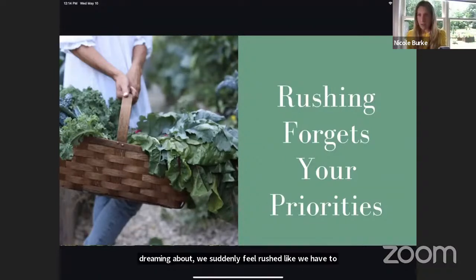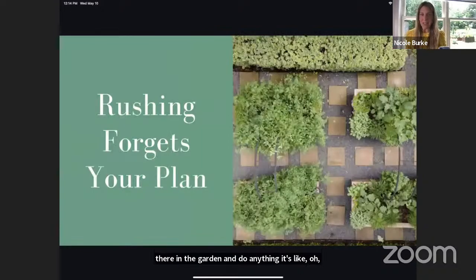And we forget about all those dreams and just kind of throw something together. And then, a month, 2 months, 3 months later, we wonder, why do I not want to go out there in the garden and do anything? It's like, because it's not set up for my priorities.